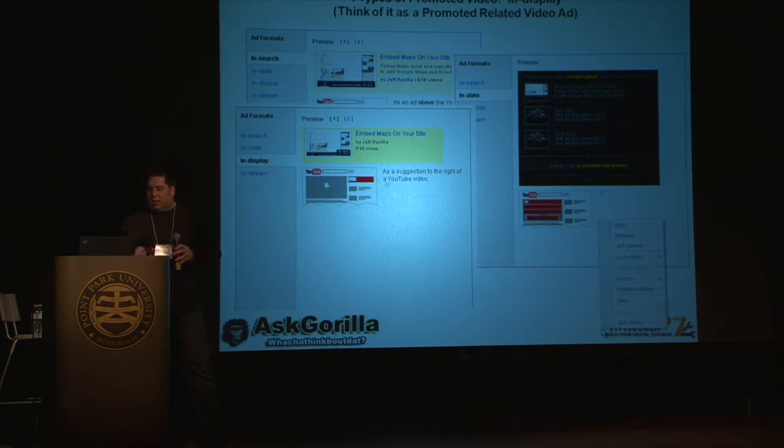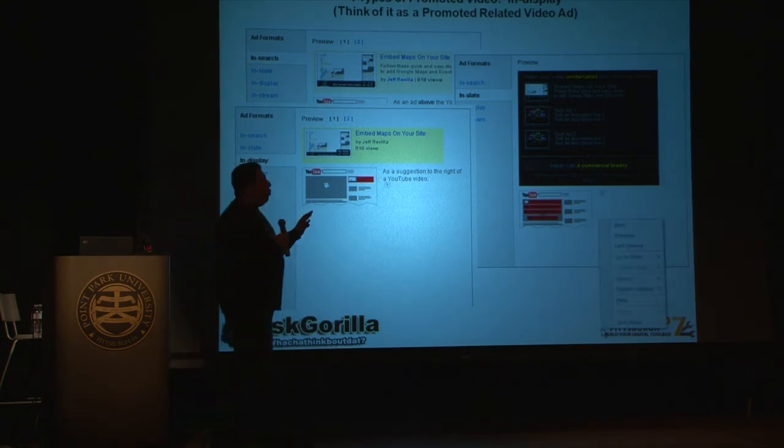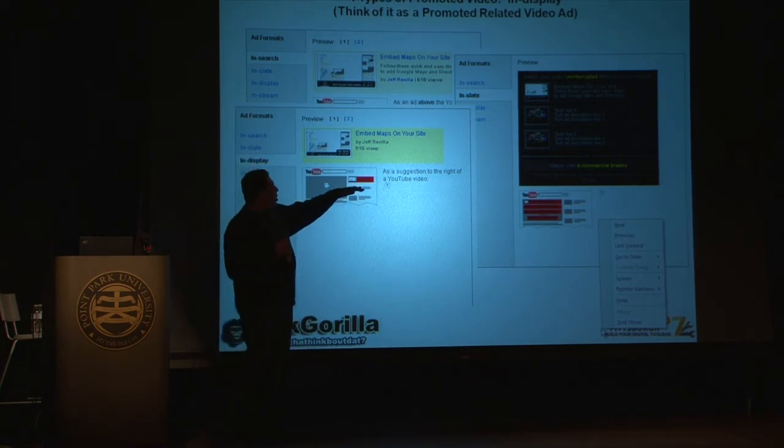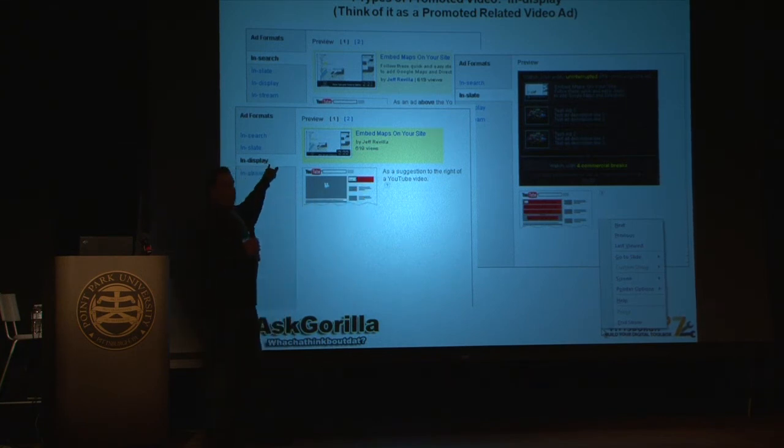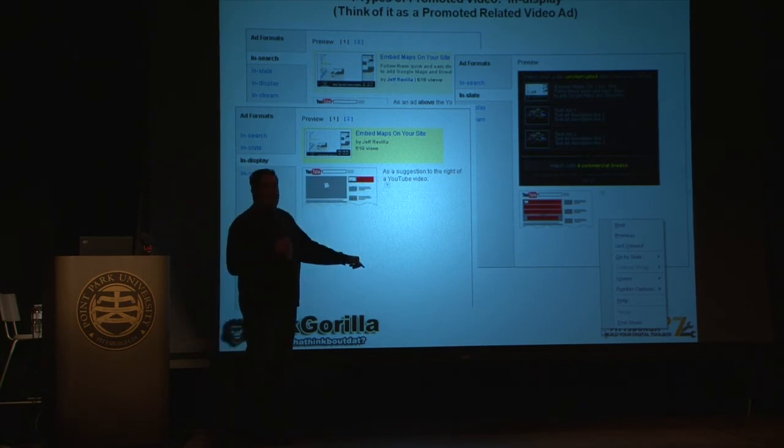So this one is the in display. This is when the video is playing. It's also very powerful because, on the right-hand side of YouTube, you see related videos. So think of this video, the in display, as a promoted related video. So it's going to be at the very top of the right-hand column.